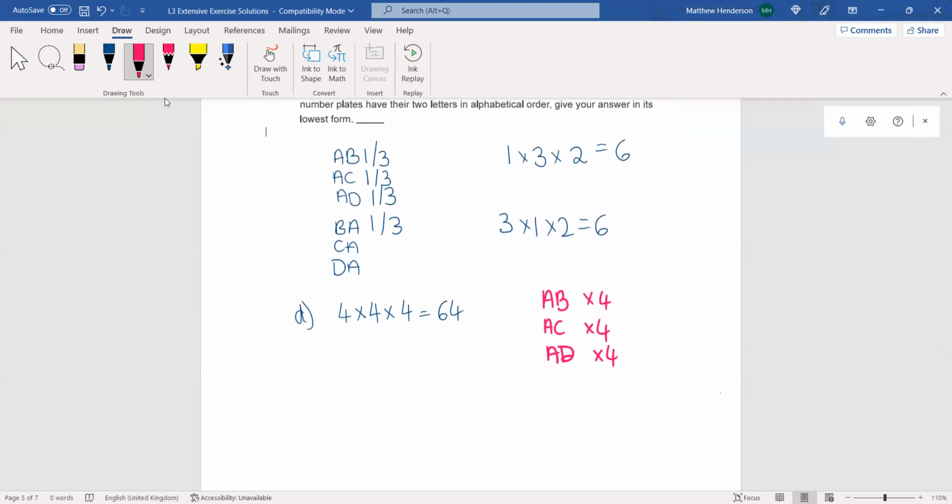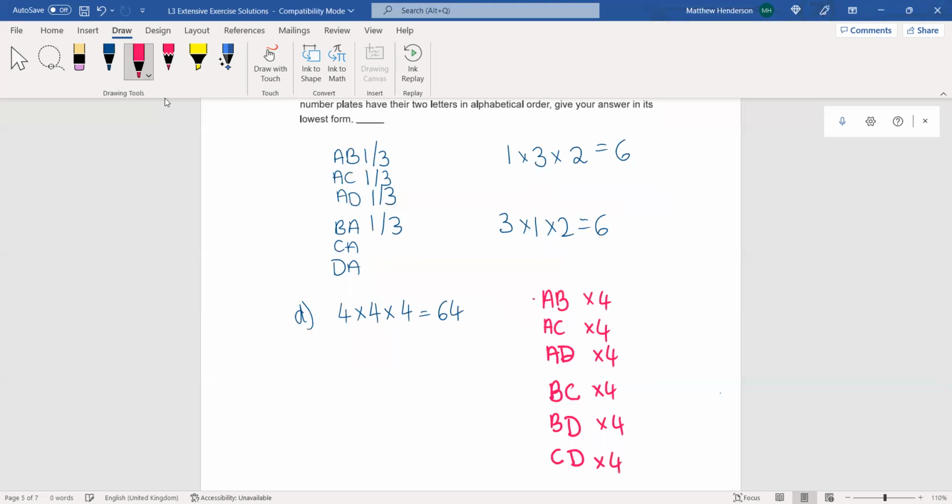Now, I can also consider the plates that start with B. We could have BC. Not including BB, that's not in alphabetical order. You'd have BD, and that's it. So again, for each one, I've got another 4 choices to make. And finally, we've got plates that start with C. So we could have CD, giving us another 4.